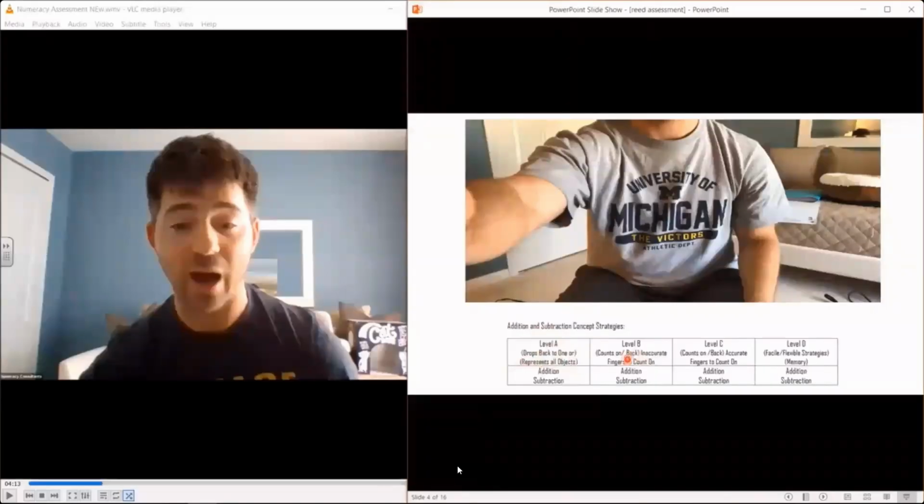Level B means they're counting on, counting back, but they're inaccurate, which means they're counting on, but they're getting it wrong. So if it's 8 plus 4, they go like 8, 9, 10, 11, where kids will count the number they're counting on from as a count, and they're always 1 short. So even if they get the answer wrong, if they're counting on, that's a more sophisticated strategy than what's happening right there. So that'd be a level B. Level C means you can count on, and level D is you either know it or you have flexible strategies, okay? All right, let's go ahead now.